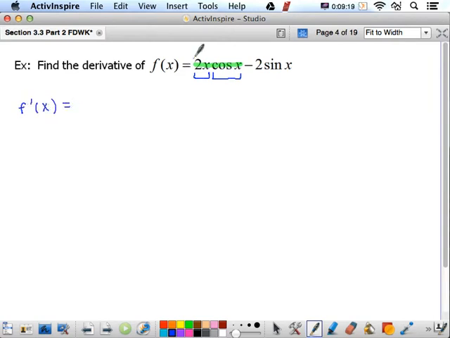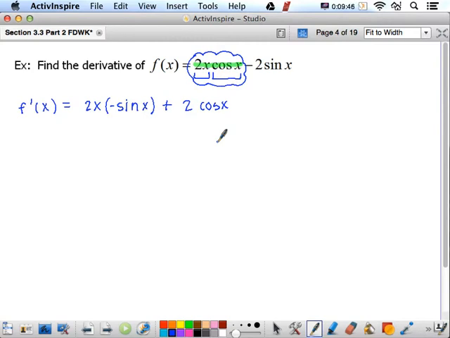So for this piece, just right here, we have first times derivative of the second, which is 2x times negative sine of x, plus the second times the derivative of the first, which is just cosine of x times 2. Yeah, the derivative of 2x is 2. All right, that's the product rule. First times derivative of the second plus second times derivative of the first.